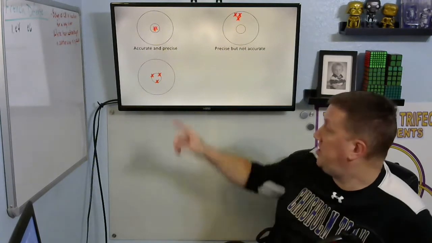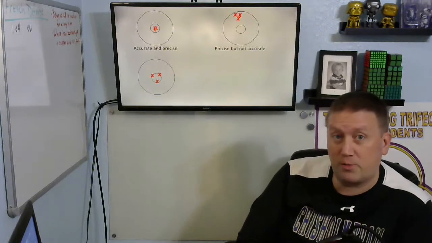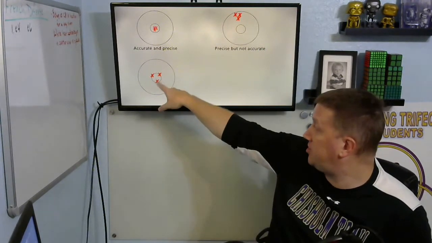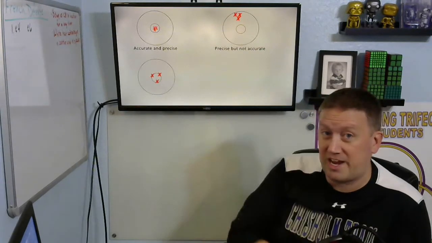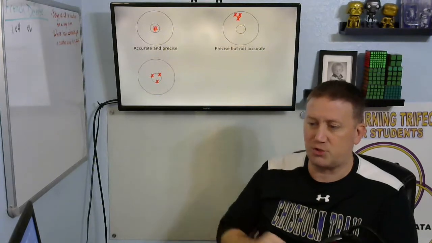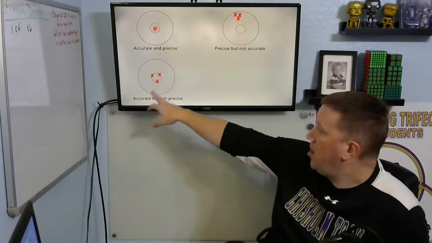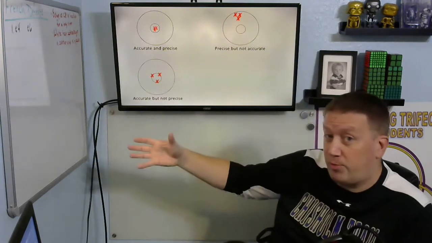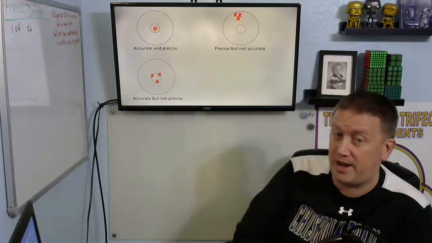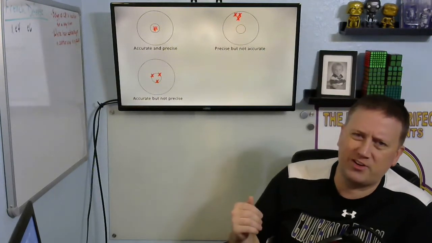Okay, this one here, we have all the X's right around the bullseye. We would say we've hit the bullseye every single time. There's a part of the X in that bullseye, but those X's are spread out. So this one here, we were going for the bullseye, so it was accurate because we hit the bullseye each time. But since they're spread out, we would say that they're not precise.